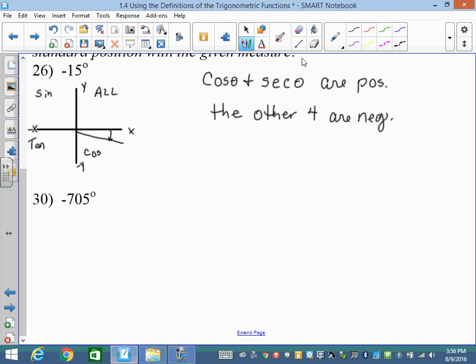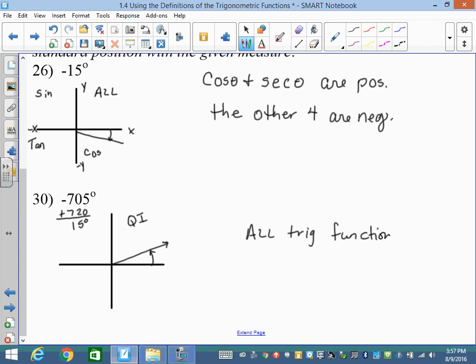Okay, the next one, draw myself another grid. 705, but it's a negative angle. So I know 720 is 2 rotations, and after you did enough of section 1.1, I hope you get there as well. So if I add 720, I'm going to get a positive 15 degrees, which means my angle is over here. And this is in quadrant 1. And in quadrant 1, all trig functions are positive.